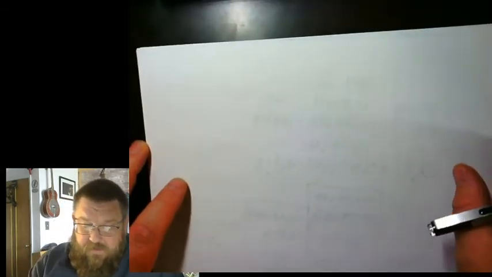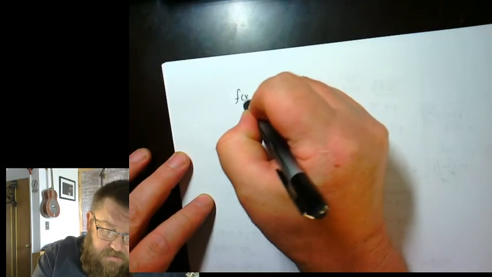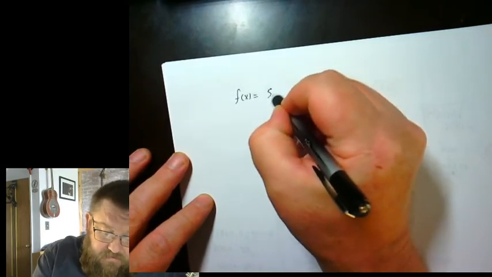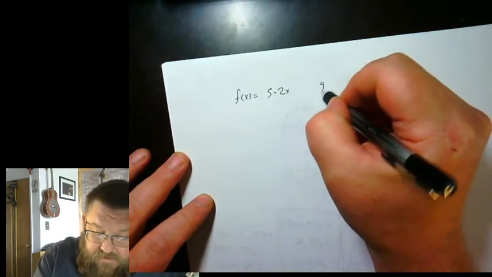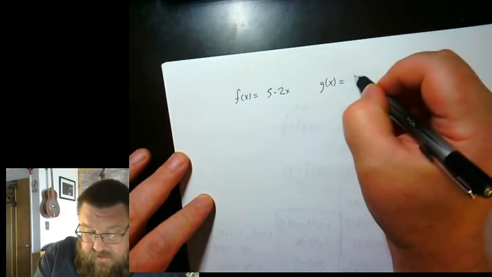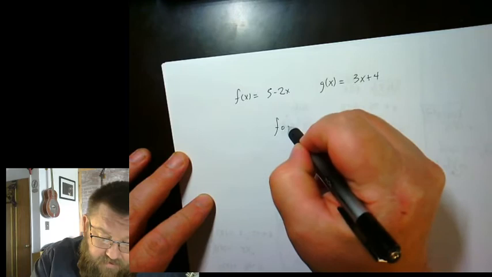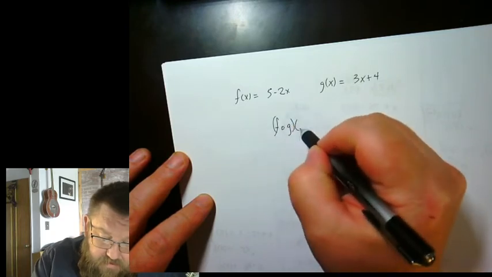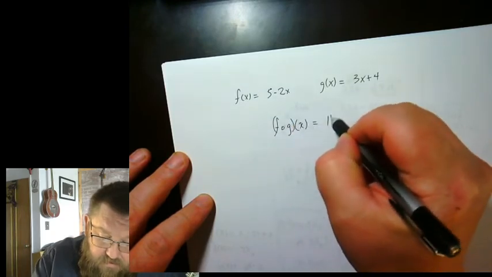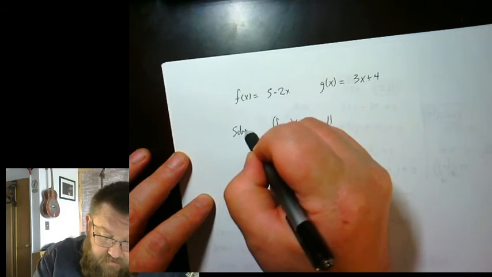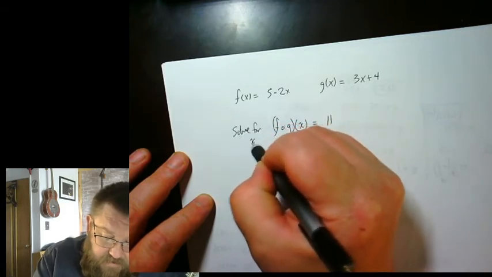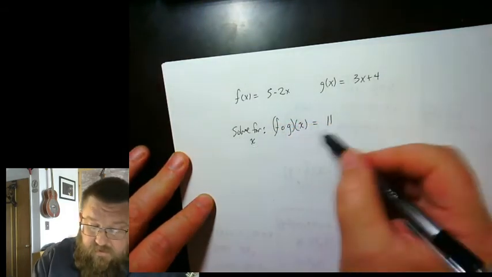All right, almost finished. We got one last thing we're going to do right here. Let's say we had a new function. Let's say f of x was 5 minus 2x. Let's say g of x was 3x plus 4. What if you had to solve this? What if it said solve for x? And that was what it told us.